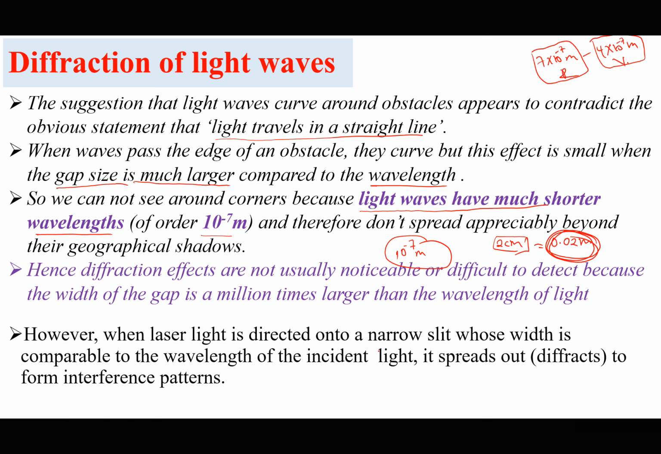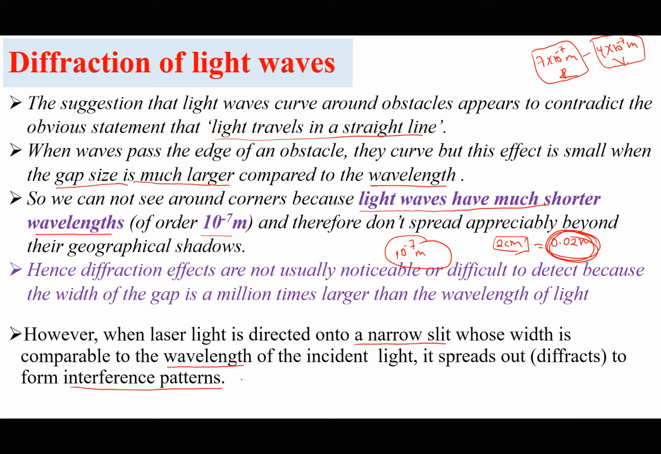However, when laser light is directed onto a narrow slit whose width is comparable to the wavelength of the incident light, it spreads out into the interference patterns that we shall see in our next lesson. Even though we cannot easily see diffraction of light in our everyday life, it doesn't mean that light does not undergo diffraction. It is only not visible to us simply because in everyday life we don't have such small apertures for diffraction of light to be more pronounced.